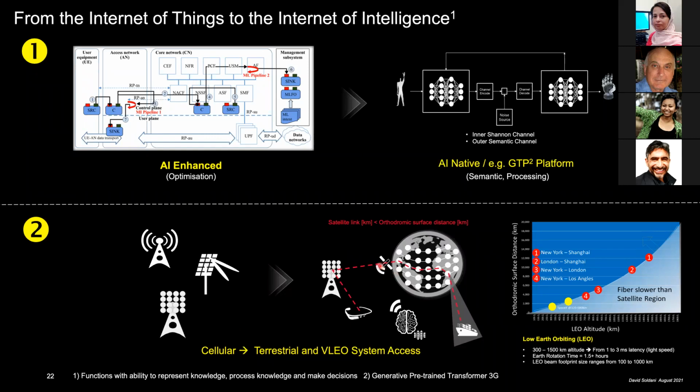And what is it? If you think of the deployment of LEO satellites, what we have in practice is that the LEO constellation can achieve latency below what you get with deployed fiber. And this is because the orthodromic surface distance is larger than what you will need to cover to connect the 2 points through the satellite system.